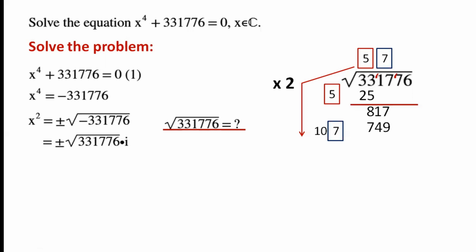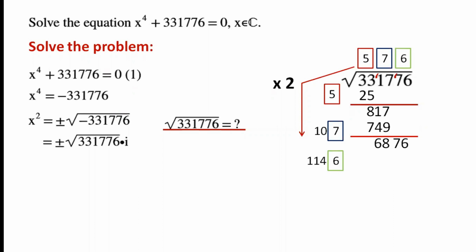7 times 107 is 749, with a remainder of 68. Next, we drop down the next pair, which is 76. Next, we multiply 57 by 2, which is 114.